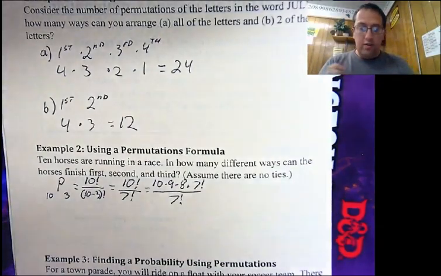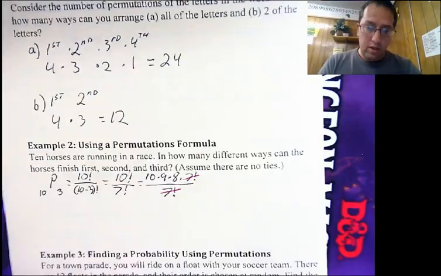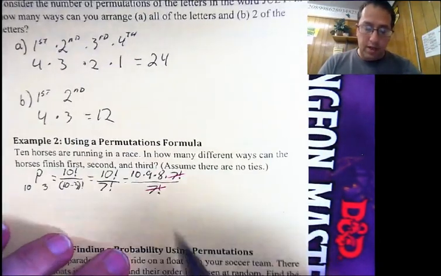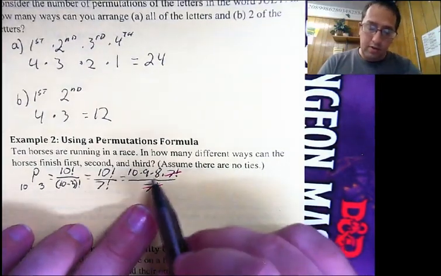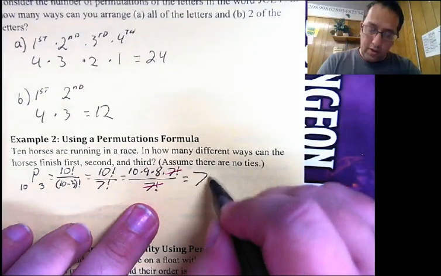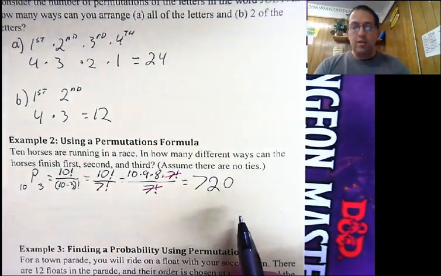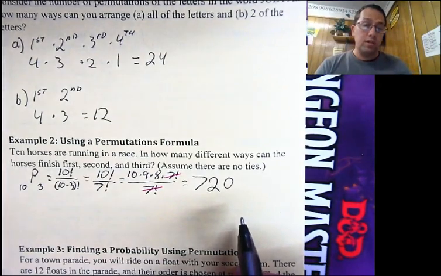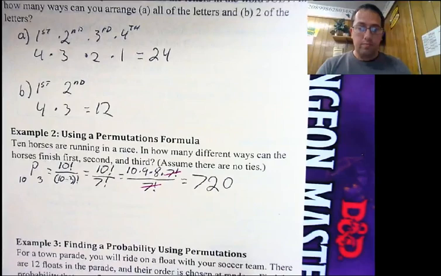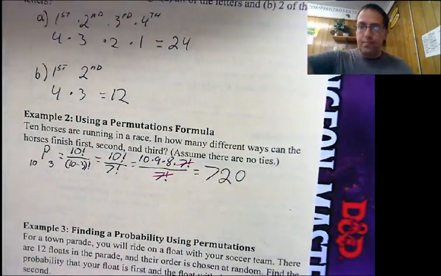Well, I've got 7 factorial on the top and 7 factorial on the bottom, so those are going to cancel out. They go away. That just leaves me with 10 times 9 times 8. Well, 9 times 8 is 72, times 10 equals 720 different ways that you can have first, second, and third place out of just 10 horses in the race. All right?